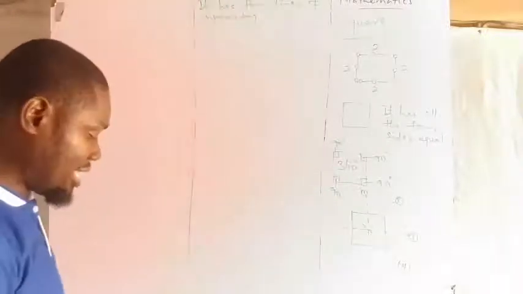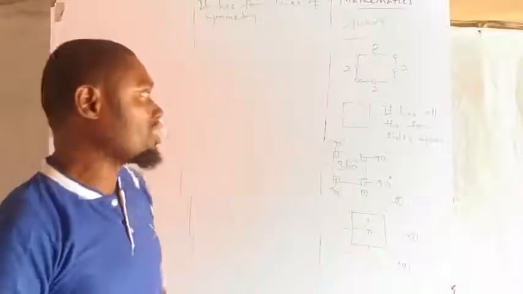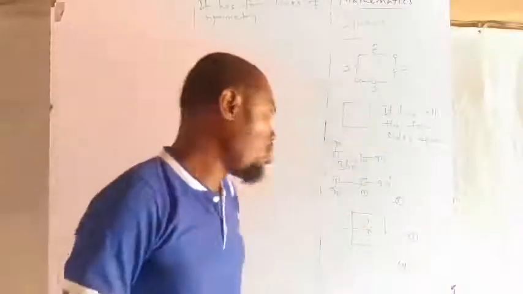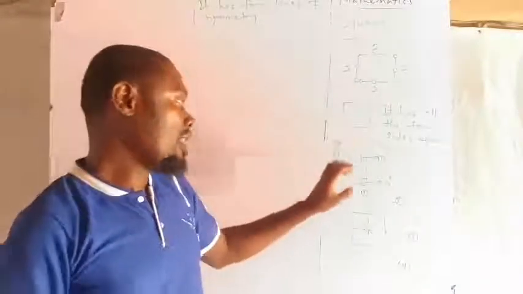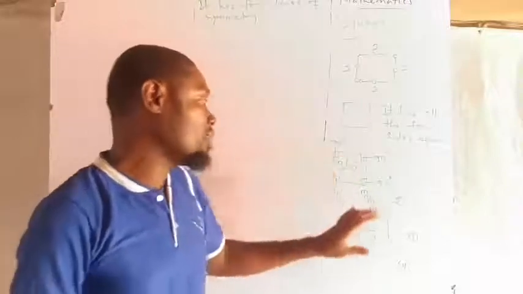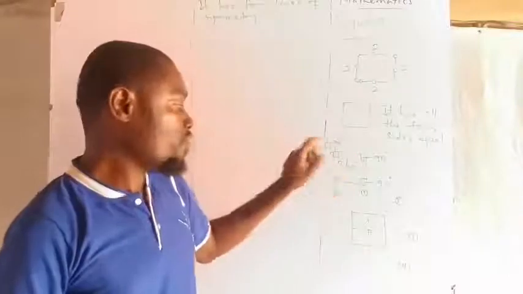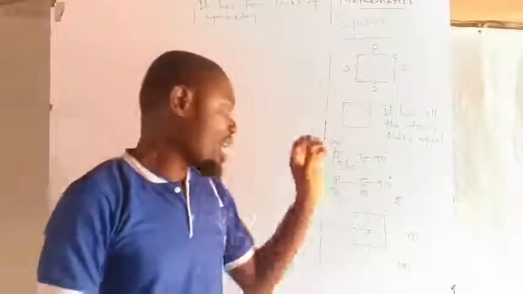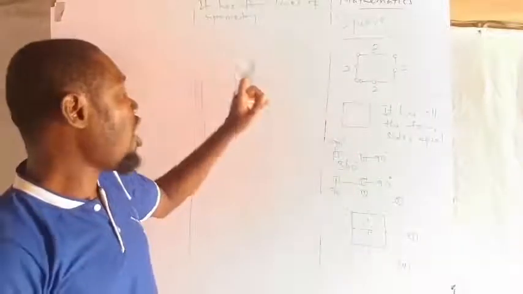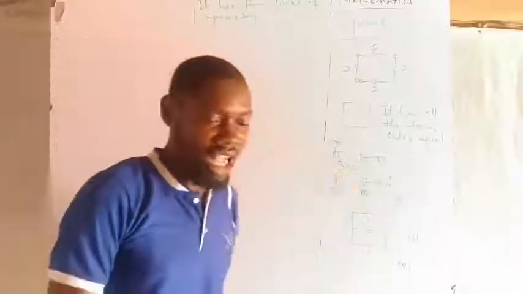A square, I said, is a quadrilateral that has 4 sides. All the 4 sides are equal. It has 4 interior or internal angles, and they are all equal. And if you add all the internal angles, you have 360 degrees. A square, I said, has 4 lines of symmetry, and I've demonstrated that for you to see.